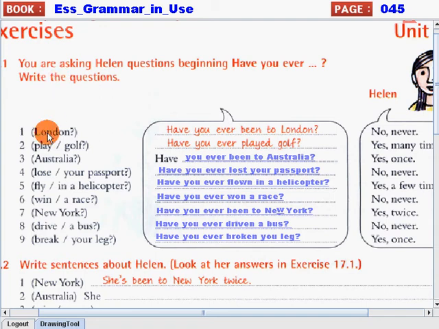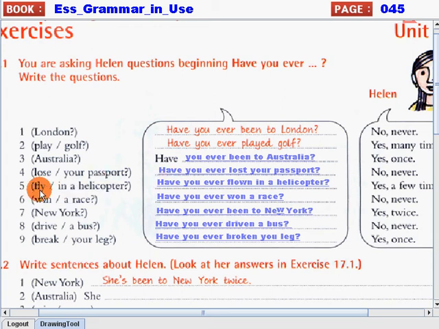Next, have you ever lost your passport? Have plus you as subject, ever after your subject, and the past participle of lose, which is lost, and of course the object of your sentence. And Helen answered no, never. She never lost her passport because it's very important, right? You too, you should not lose your passport.